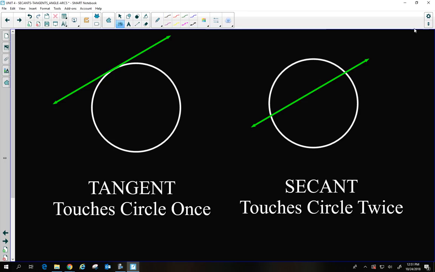So over here, we have a secant line, secant. It touches the circle twice. We could also have a secant segment. Okay, it doesn't always have to be a line. It could be a segment that goes through the circle and touches it twice. You might notice that part of this secant line between the places where it touches is actually a chord.